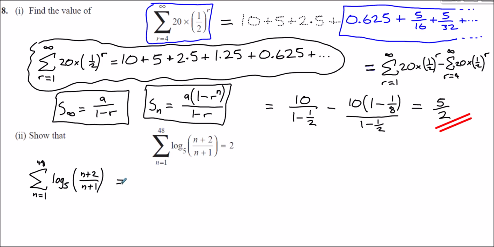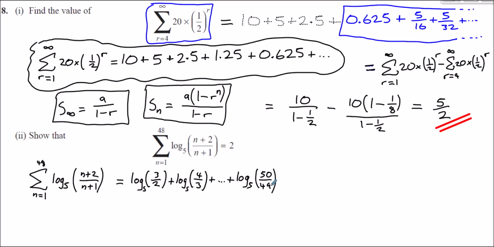That, of course, if we just do it slowly but surely, we'd get log, when n is 1, n plus 2 is 3, n plus 1 is 2. So it's going to be log 3/2. The next one will be plus log 4/3, and so on, and so on, until we get to the last one, where n is 48. The last term, I should really say log base 5. The last term would be 48 plus 2, which is 50, and then 48 plus 1, which is 49.